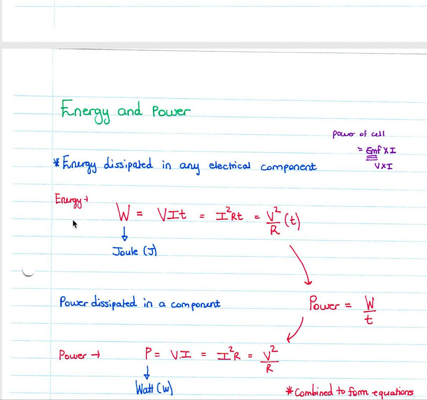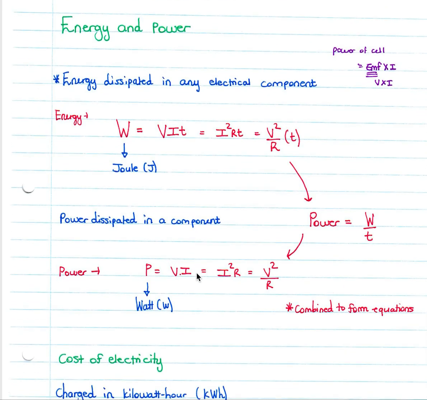Now for energy, we have these formulas on our formula sheet. So energy, or work, is measured in joules, and is equal to V, which is your voltage, times I, which is your current, times time. It's also equal to I squared, being your current, times your resistance, times your time, which is also equal to V squared over R times t.